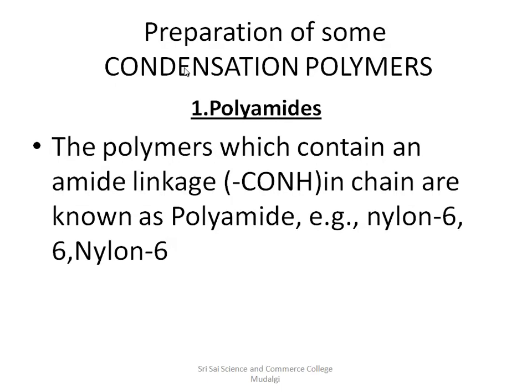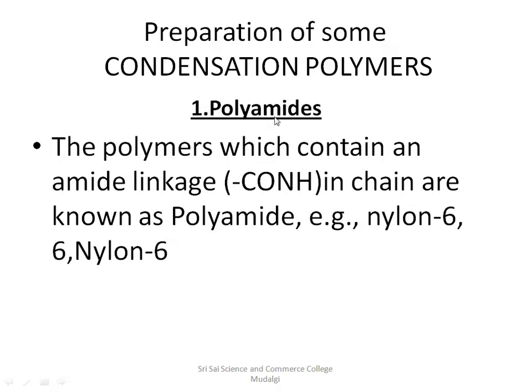Under condensation polymers, there are different examples whose preparation we are going to study. The first type of condensation polymer we are going to study is called polyamides. As the name indicates, poly refers to many, and amide refers to the amide group or linkage. What do you mean by amide linkage? If the polymer consists of the CONH group, that linkage we call the amide linkage, and polymers with that linkage in the chain are known as polyamides. I think the definition is very clear.